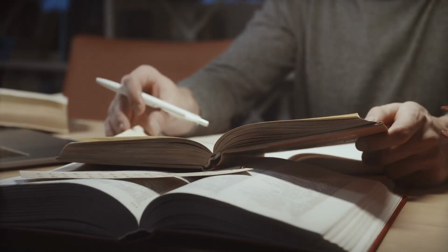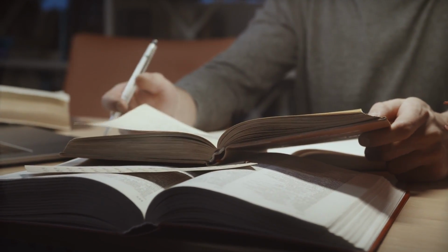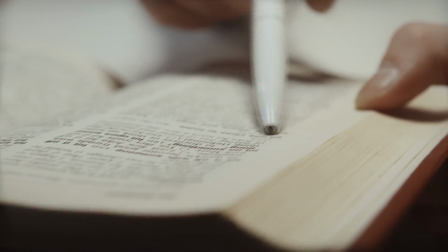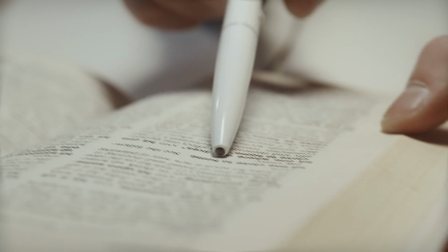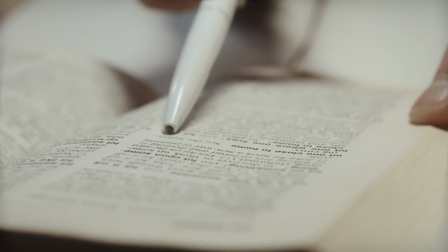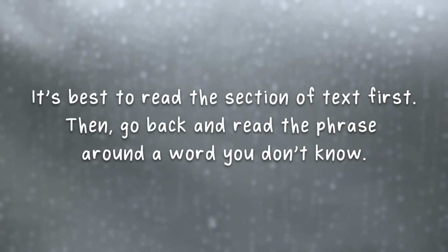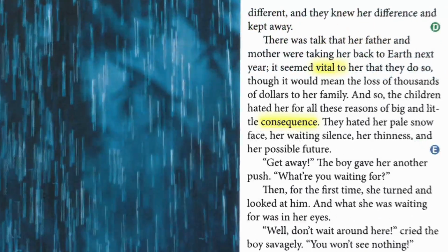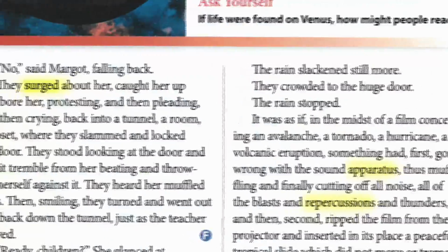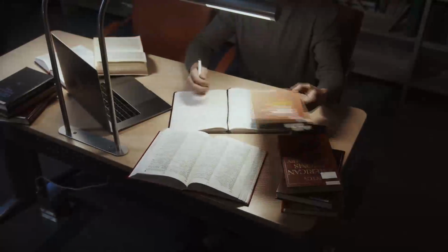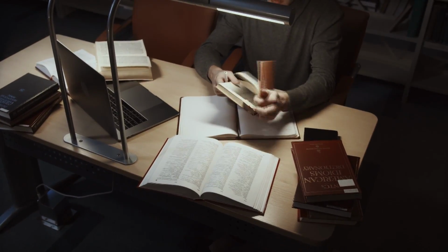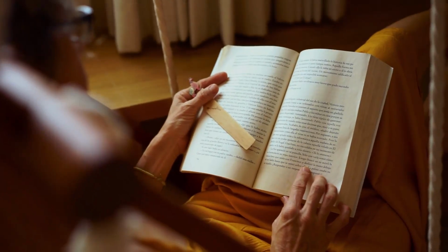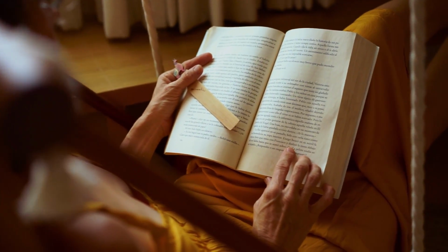When we read a new text, we may see words that we don't know. This is common for native speakers of English and people who are learning English as a new language. It's best to read the section of text first. Then go back and read the phrase around a word you don't know. Use the story, the ideas, and the other words to try to guess the meaning of the new word. You can look it up in the dictionary to confirm if you are right. Then read the passage again to see if you can understand it better.